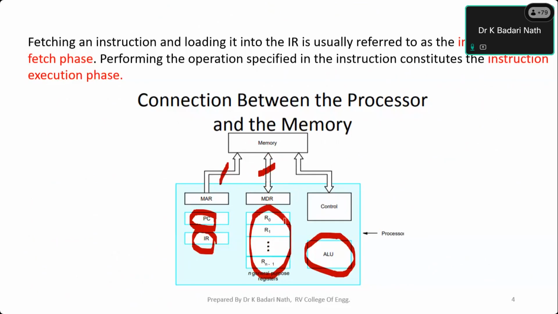So when the question is asked to write the connection between the processor and the memory, you should draw this diagram, clearly indicating the address bus, data bus, and control bus, which are the 3 sets of signals, and write MAR and MDR. These are the interface between the memory and the processor.